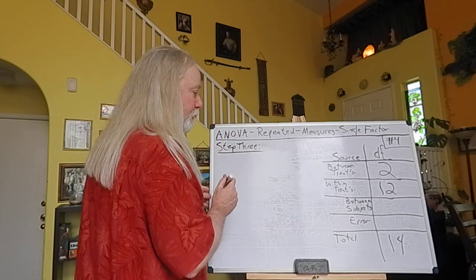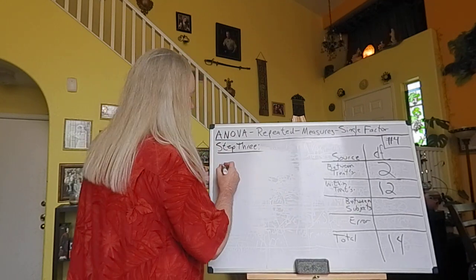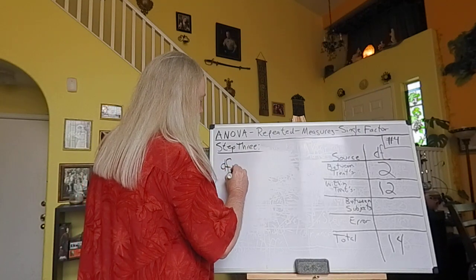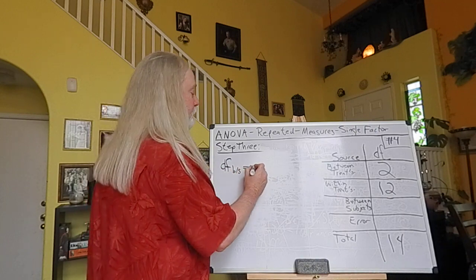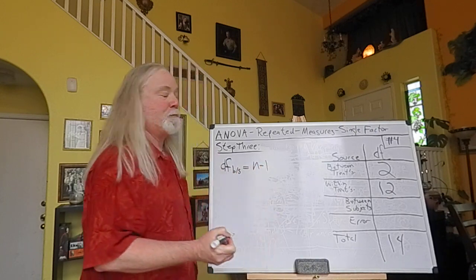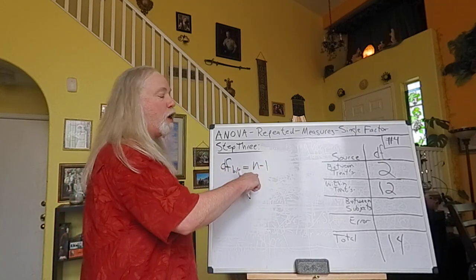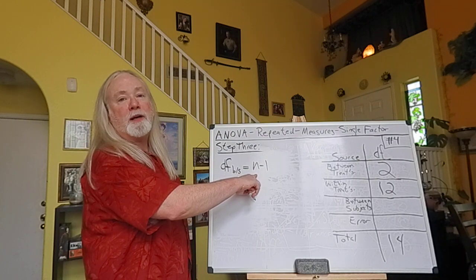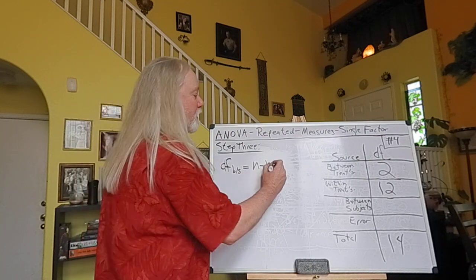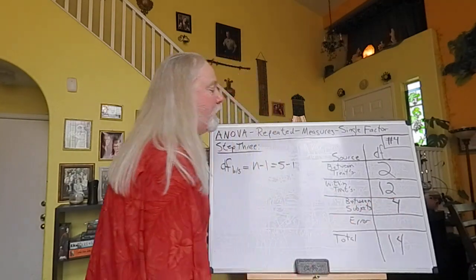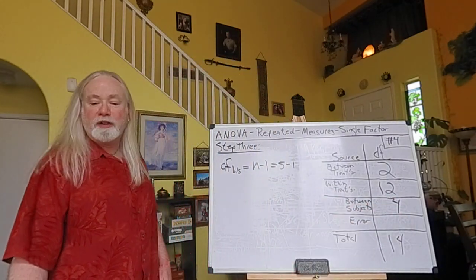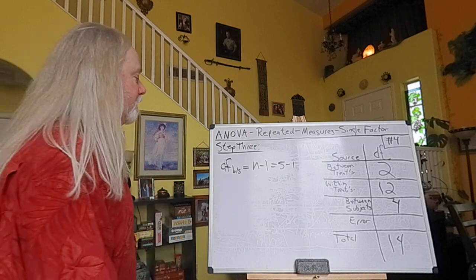So our degrees of freedom between subjects is simply our regular old degrees of freedom formula. Again, all these numbers have to be the same because it's repeated measures. We can't have different values here. So our degrees of freedom between subjects is 4 points.